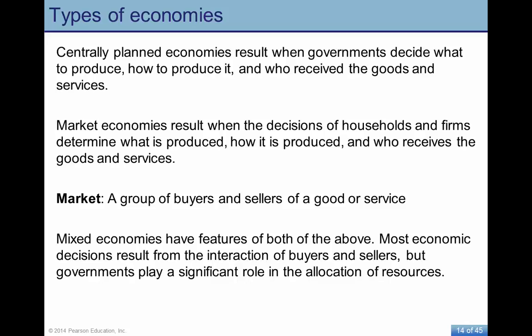Centrally planned economies result when governments decide what to produce, how to produce, and who receives it. Market economies result when the decisions of households and firms determine what is produced, how it is produced, and who receives the goods and services. In economics, a market is a group of buyers and sellers of a good or a service.